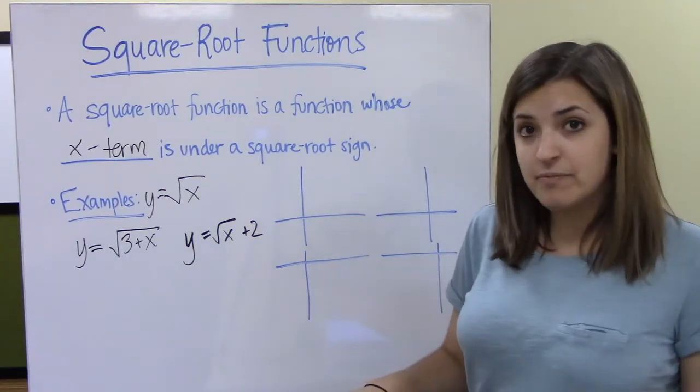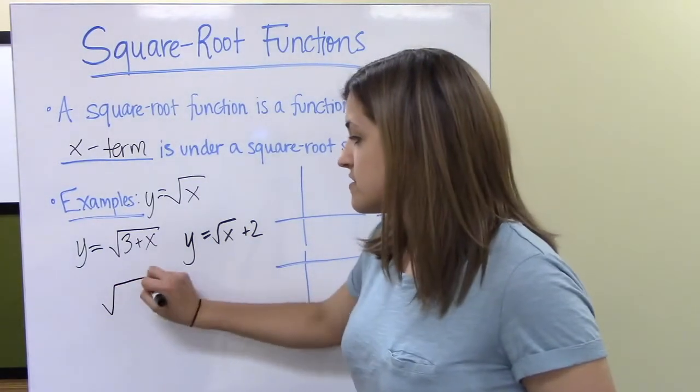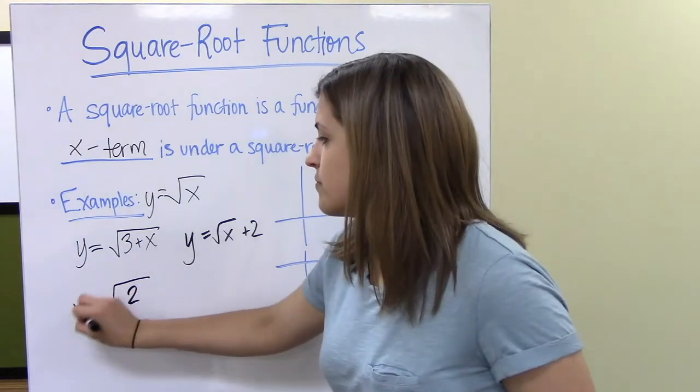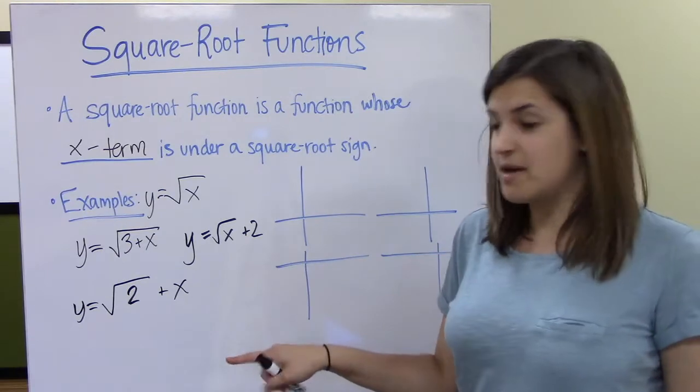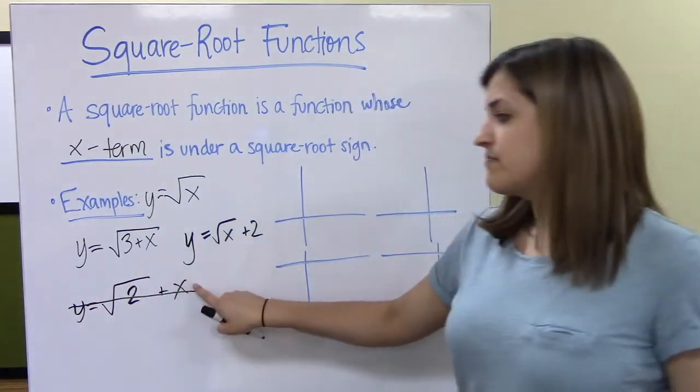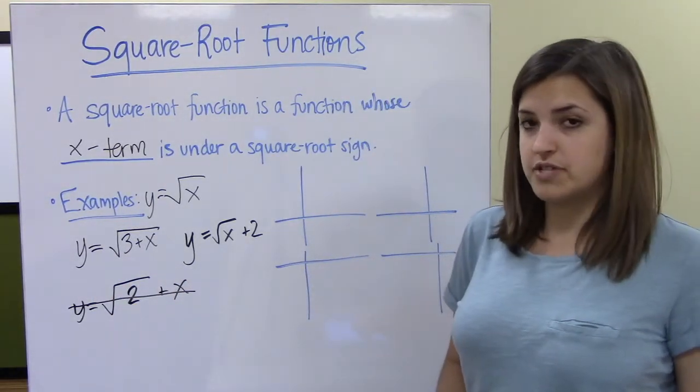A non-example would be something like this. Let's say y equals square root of 2 plus x. This is not an example, since our x term is not under a square root sign.